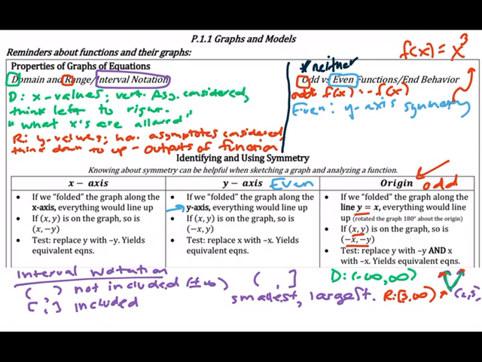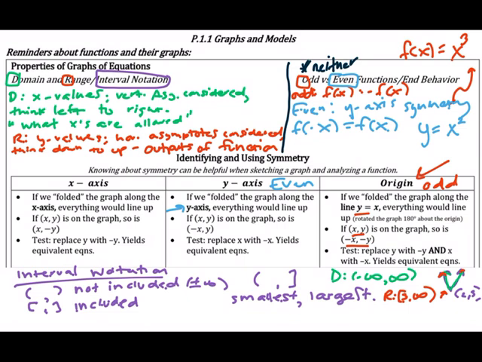So if we had the point (x, y), we would also have the point (-x, y), meaning that you could plug in negative x into your function and the output would be exactly the same. A great example of this would be y equals x squared. If I plug in negative 2, I get 4. If I plug in positive 2, I get 4. So symmetric as in I could fold it over the y-axis.